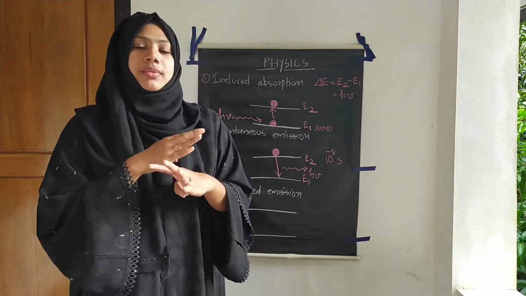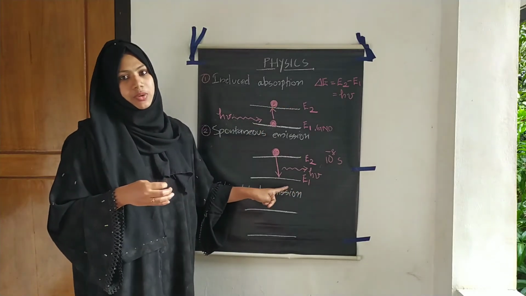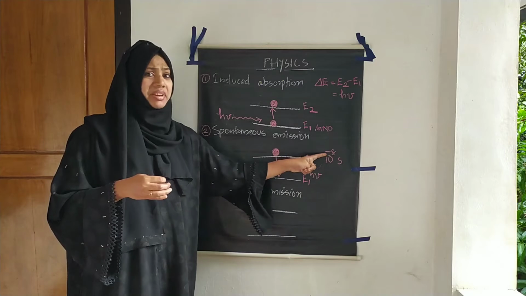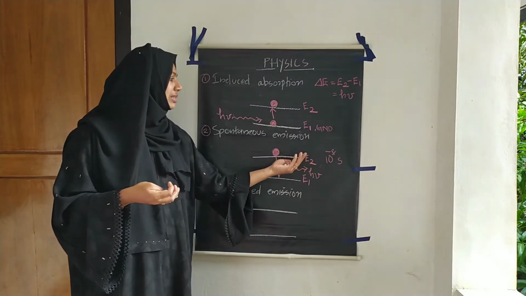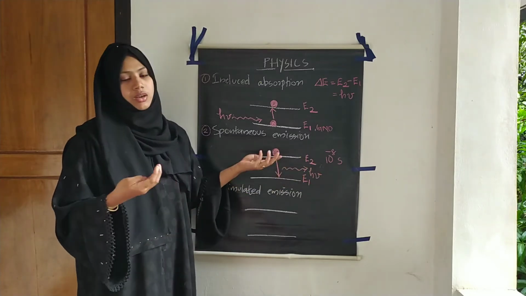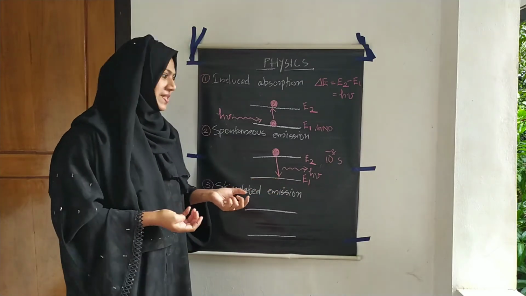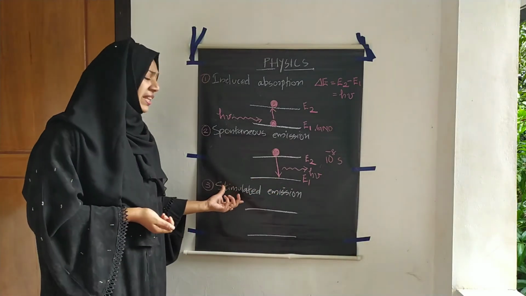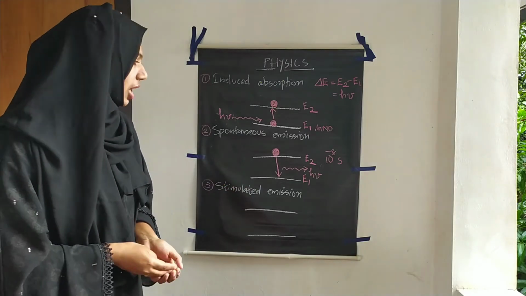Here there is no need to give extra energy for an atom to de-excite to its ground state. In 10 raised to minus 8 seconds, it automatically returns to its ground state, the equilibrium state, after releasing a photon of energy h nu. Now, the next type is stimulated emission.